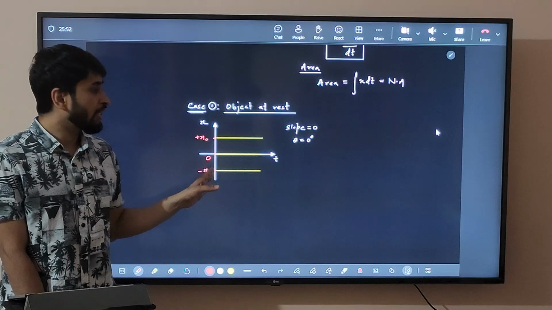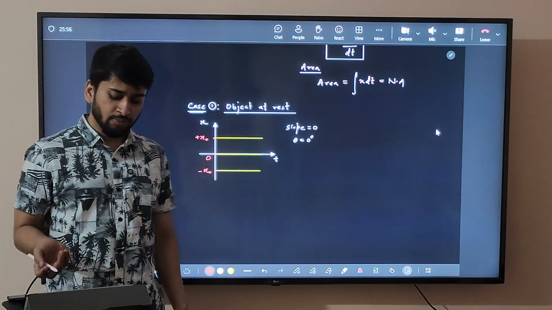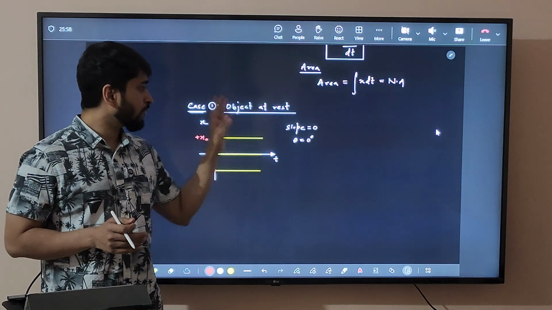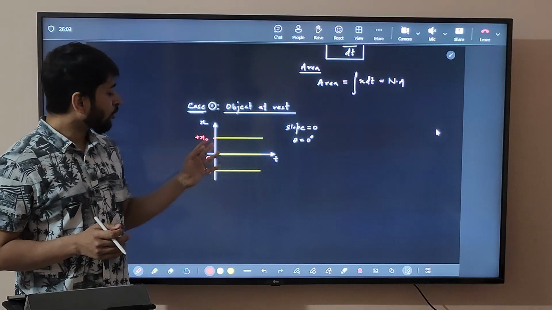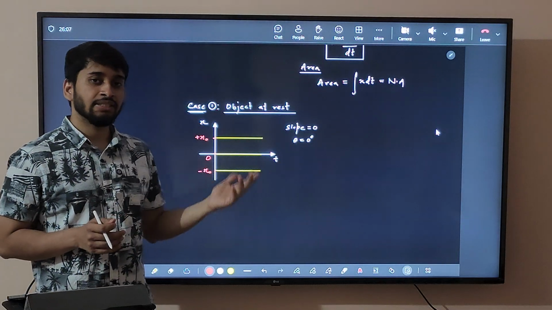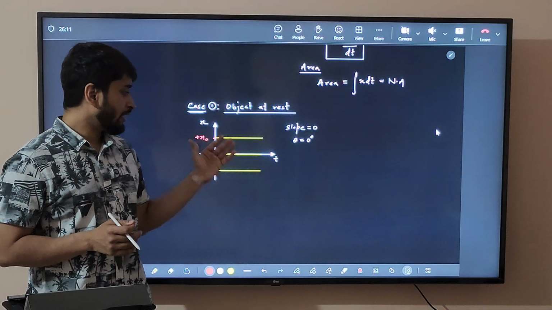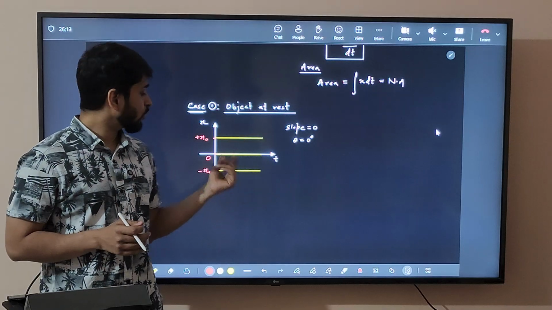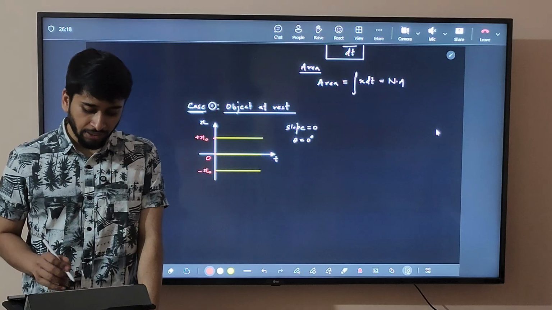So that is the meaning that we have in this part, right? Great. So your graph, if the slope is 0, if the object is at rest, the graph can be any of these three things. If the object is at rest at some positive value of x naught, the graph will be like this. If the object is at rest at the origin, then the graph will be like this. If the object is at rest at some negative value of position, then the graph will be like this, right? So that's that.